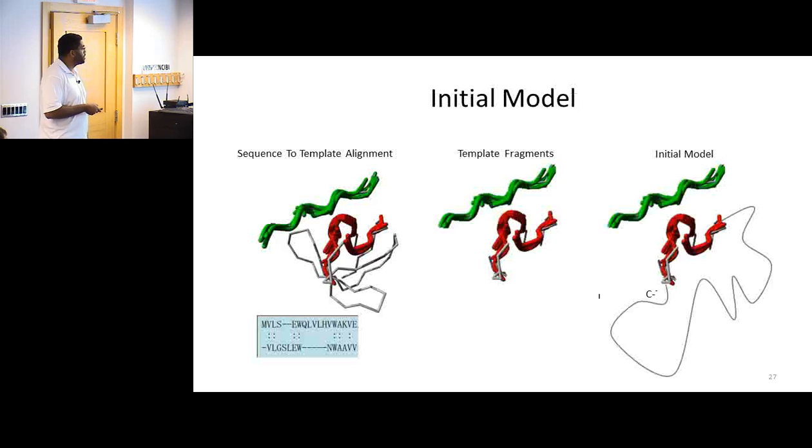And then for our initial model, if we have our query sequence and it aligns to this template, and the alignment aligns to this part, this red part here, we disregard everything else. So we cut out everything that didn't align, and we're starting from here. And then we build a random loop by a random walk, and this is our starting model for our simulation.